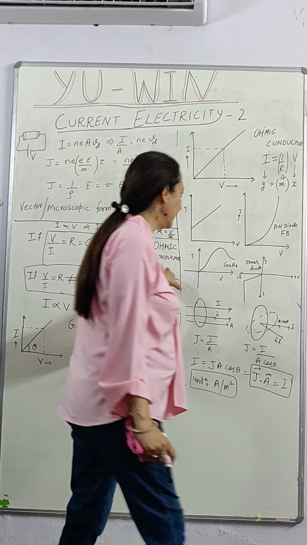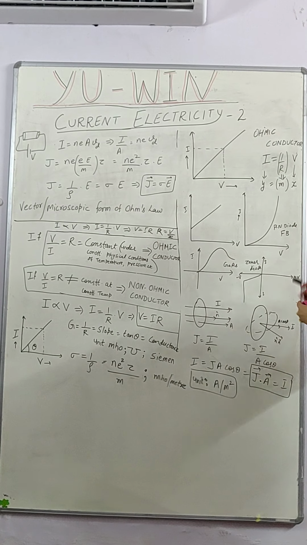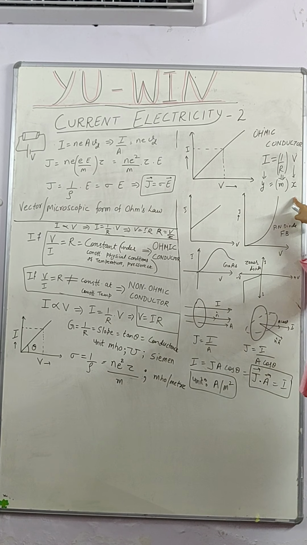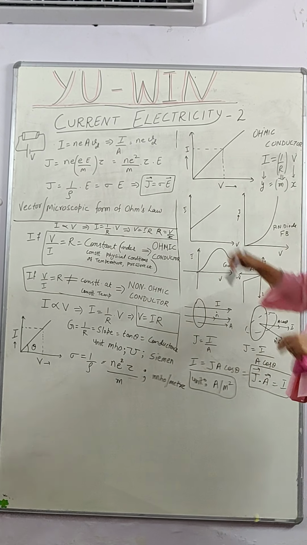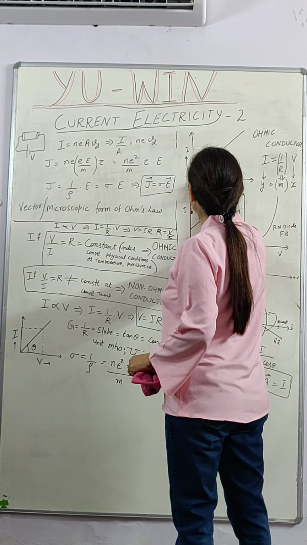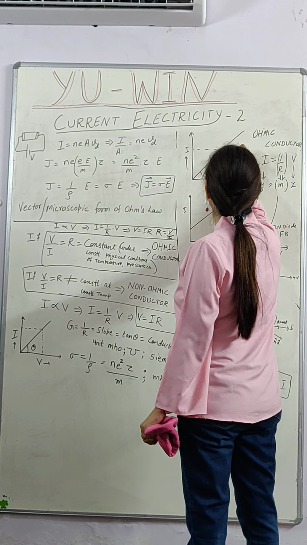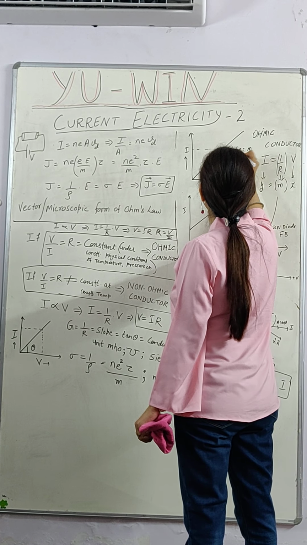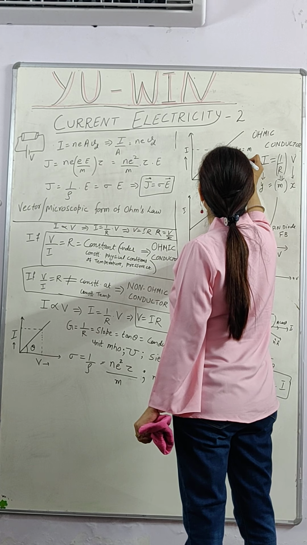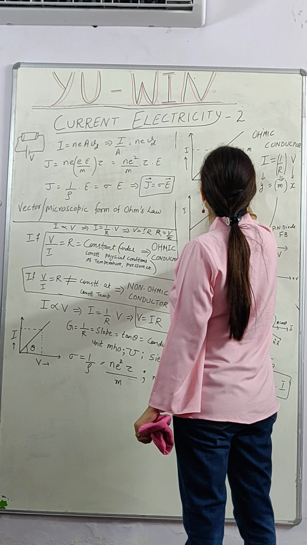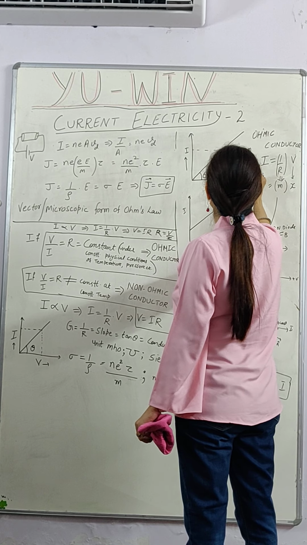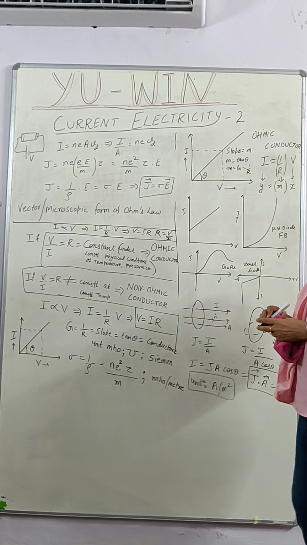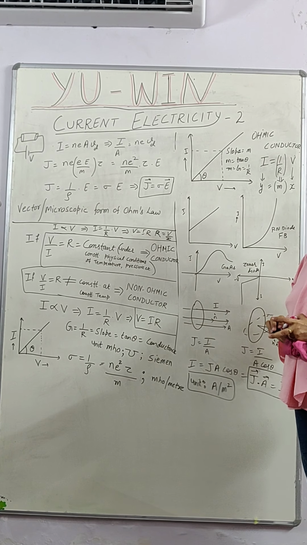The graph of the ohmic conductor has to be a straight line passing through the origin, because I is equal to 1 by R into V, so y is equal to mx. If you draw it, this straight line comes out. Its slope will be tan theta, where theta is the angle this makes with the positive direction of the x-axis. So slope is equal to m, and m is equal to tan theta, and it is also equal to G, which is equal to 1 by R. So the slope of the VI graph gives you the conductance in case of the ohmic conductor.